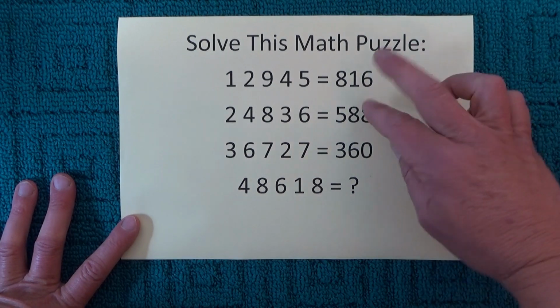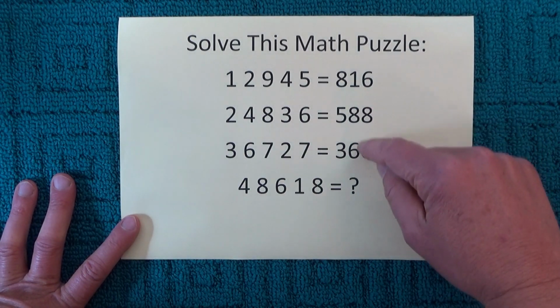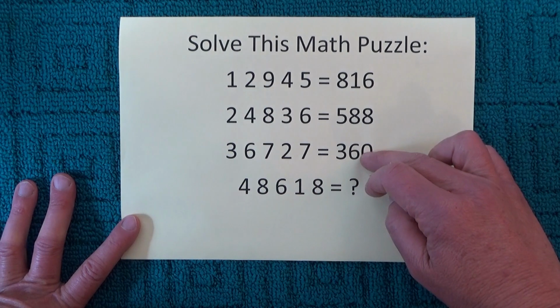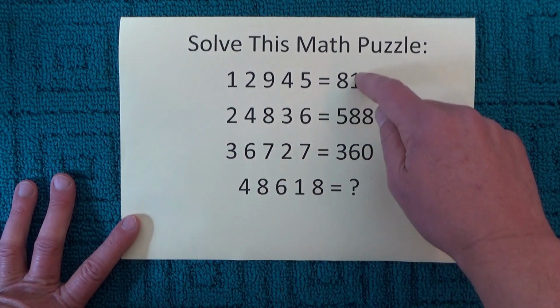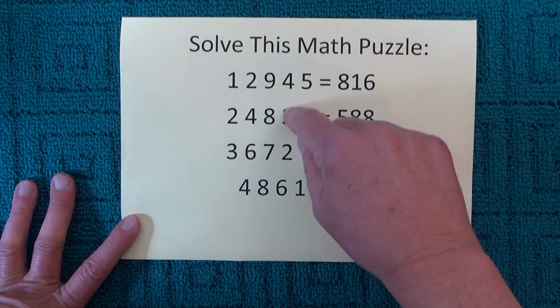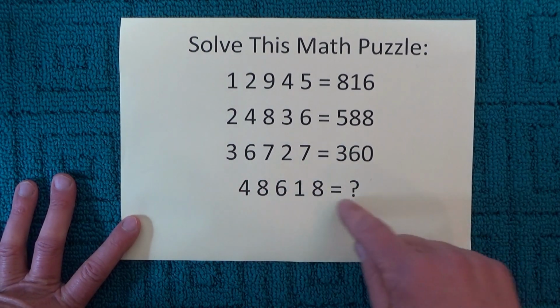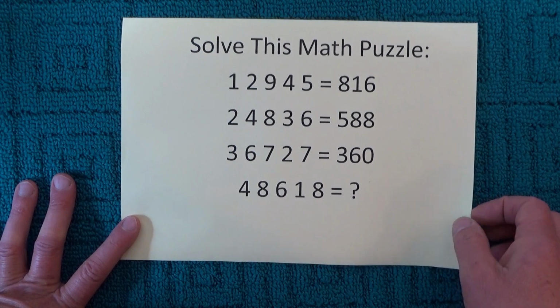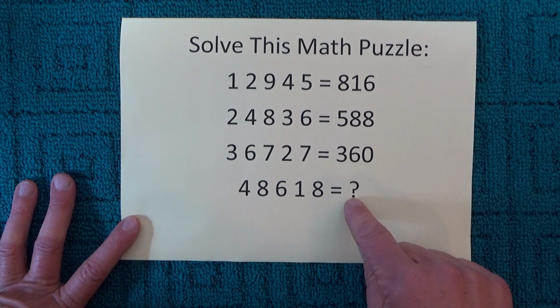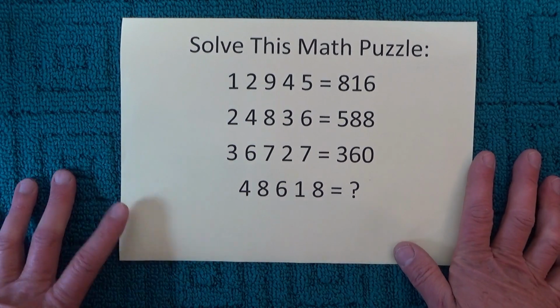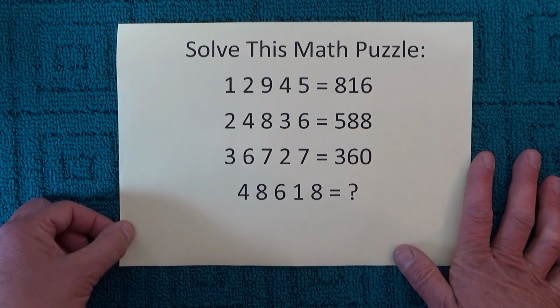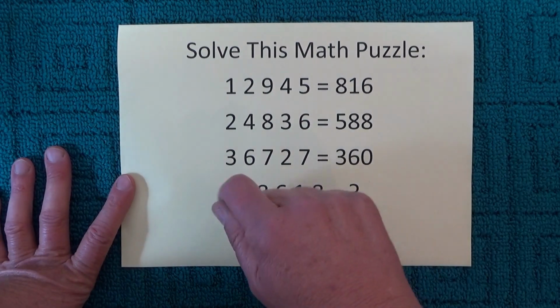In this maths puzzle, we're given three in the series, and then you have to work out the pattern that you see in those first three in the series, and then apply that pattern to the last one to find out what the missing number is, which is represented by the question mark. So let's have a look there.